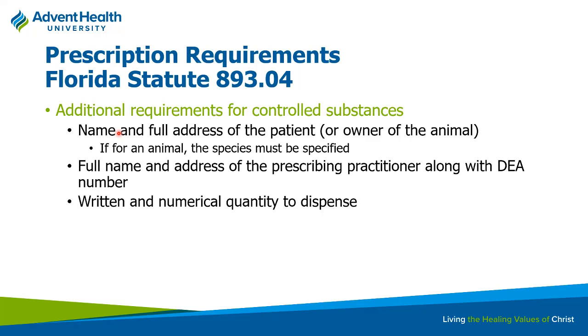If you work in a hospital, you're working under the DEA license of the hospital at that point. You can prescribe all kinds of controlled substances, no problem. But it's important to know your regulations. When writing a script for a controlled substance, you want to make sure the name and the full address of the patient, or if it's an animal getting a controlled substance, then you have to make sure you have the owner of the animal there. What do you think an animal would need a controlled substance for?